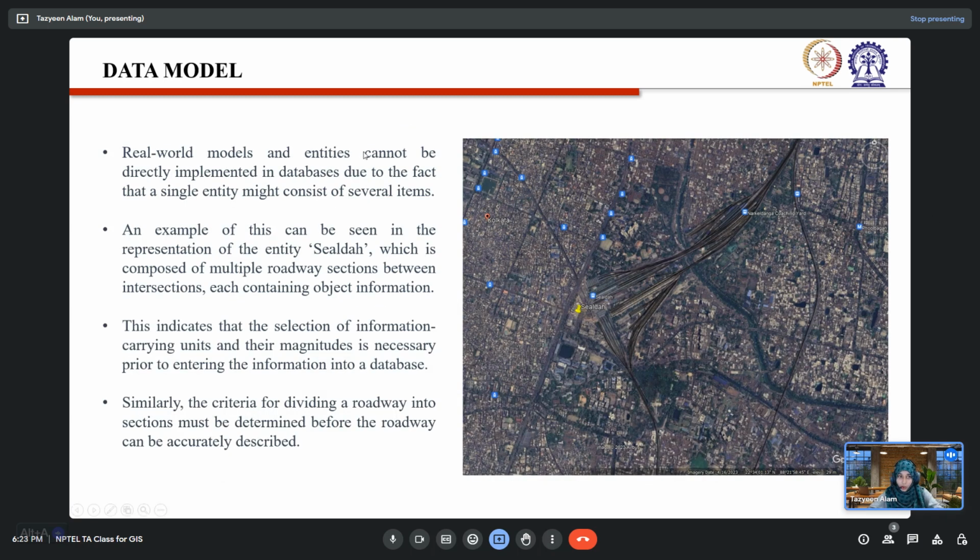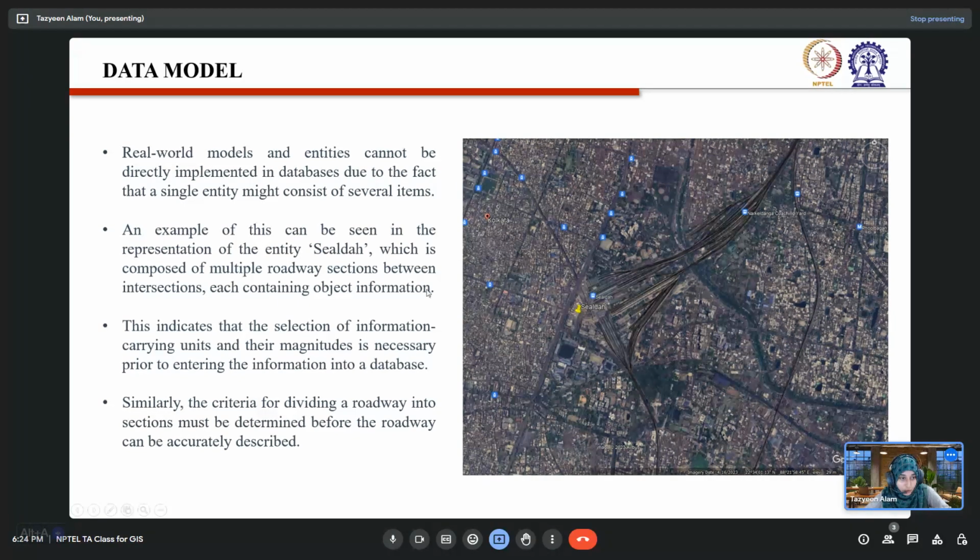In a real world model, the entities that we are defining through these real world models cannot be directly implemented in databases due to the fact that a single entity might consist of several items. This is very much possible even when we were defining a pond. We had 60, right, instead of just one. An example of this can be seen in the representation of the entity Shalda. Shalda is a railway station, and Shalda is also the region.